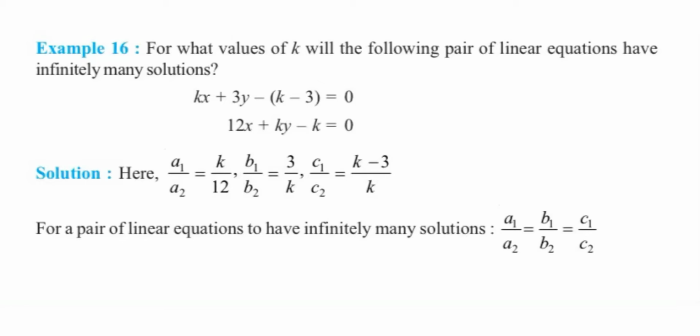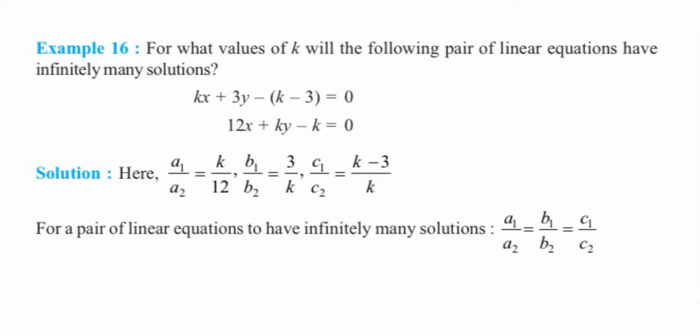On comparing we will get a1 is equal to k, b1 is equal to 3 and c1 is equal to minus of k minus 3. Similarly, a2 is equal to 12, b2 is equal to k and c2 is equal to minus k. So, a1 upon a2 is equal to k by 12, b1 upon b2 is equal to 3 by k and c1 upon c2 is equal to k minus 3 by k.